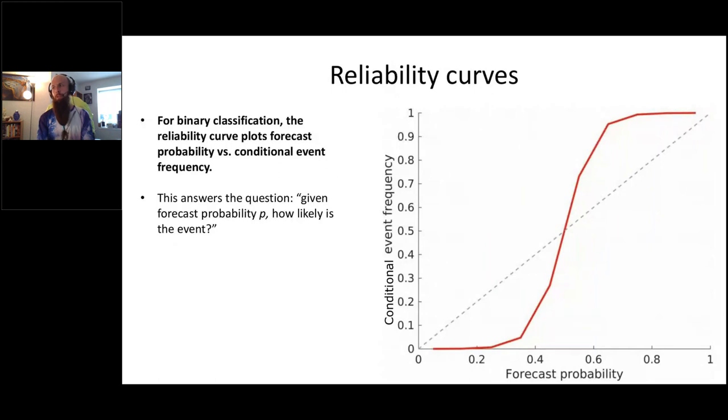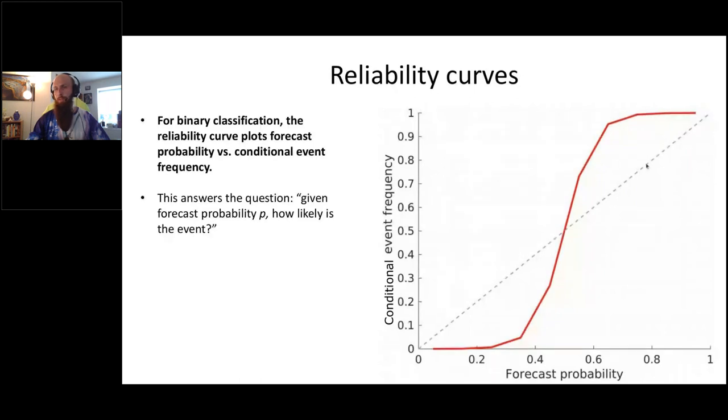Finally, I'm going to talk about reliability curves. And then we're going to get a little bit fancier and put some reference lines in the background and turn them into attributes diagrams. So for a binary classification problem, the reliability curve plots forecast probability versus conditional event frequency. So forecast probability is on the x-axis, and then conditional event frequency is on the y-axis. So this reliability curve answers the question, given a forecast probability of P, how likely is the event to occur? You want this reliability curve to be along the x equals y line, or the 1-to-1 line, because you want a model where if it forecasts 40% tornado probability, tornadoes actually occur 40% of the time.